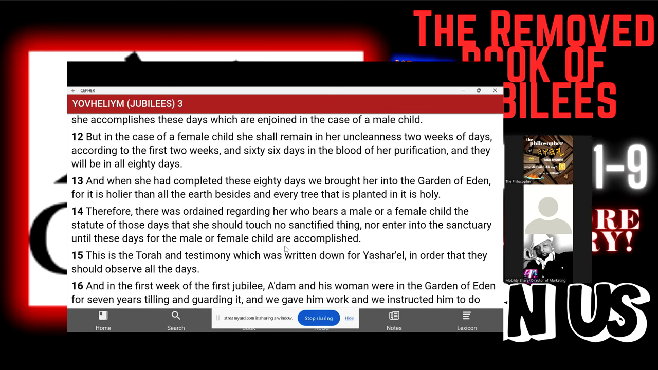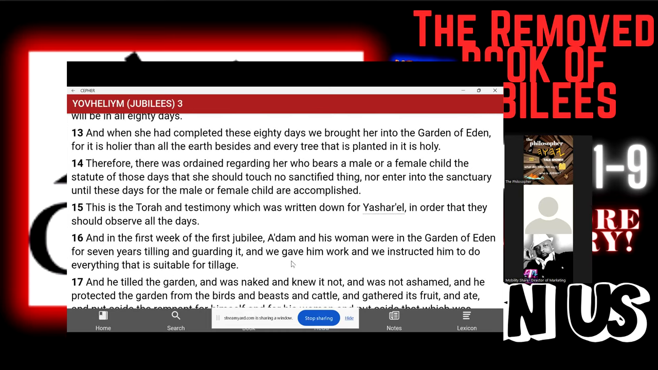Therefore, there was ordained regarding her who bears a male or a female child, the statute of those days, that she should touch no sanctified thing nor enter into the sanctuary until these days for the male or female child are accomplished. This is the Torah and the testimony which was written down for Israel in order that they should observe all the days.